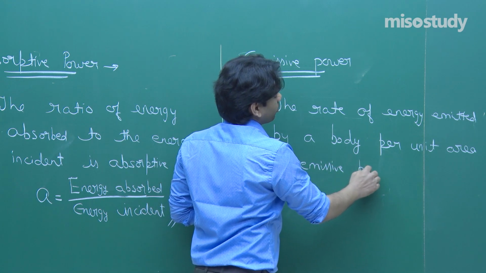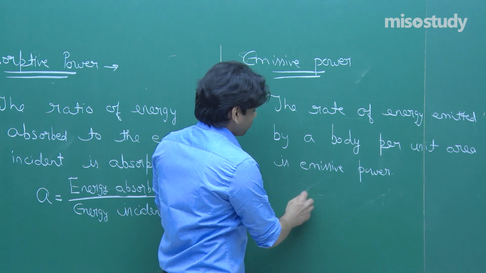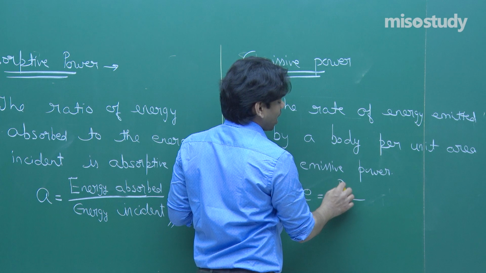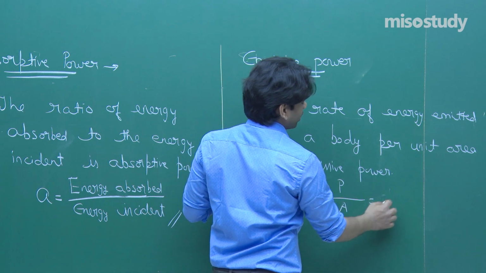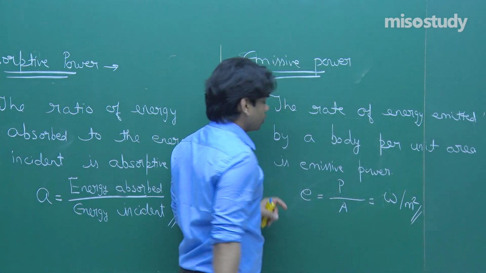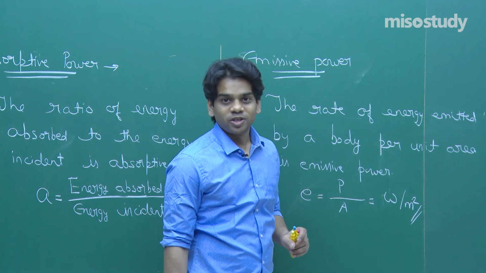So, very simple, emissive power will have a unit. Let me write it down. First of all, emissive power is the rate of energy emitted per unit area. So, power divided by area. It will be watt per meter square. This will be the unit of the emissive power. Don't confuse it with emissivity, first thing.